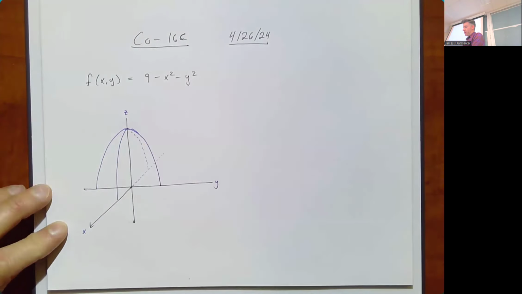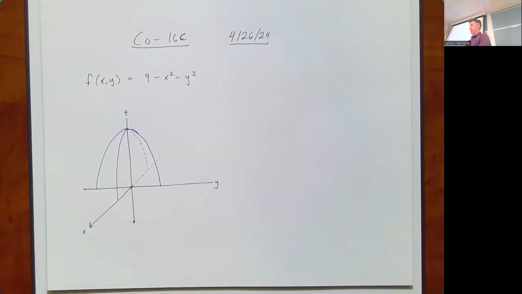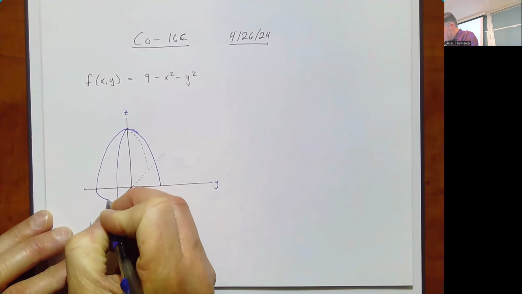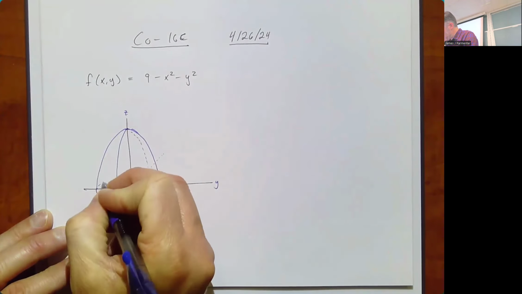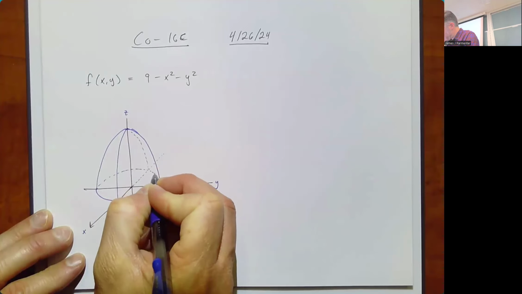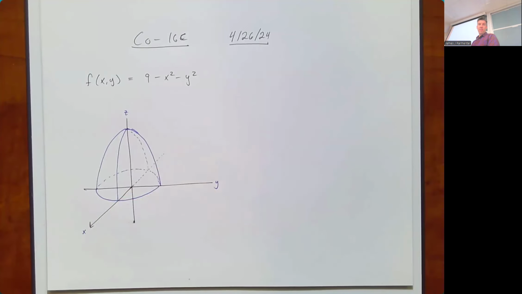And then in the xy plane, if I set z equal to 0, I'm going to get 9 minus x squared minus y squared equal to 0, or x squared plus y squared equals 9, which is just a circle of radius 3. So there's my downward opening paraboloid.